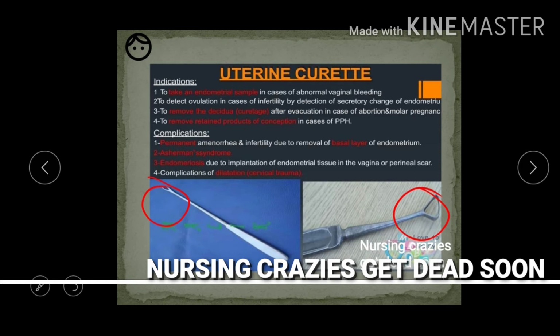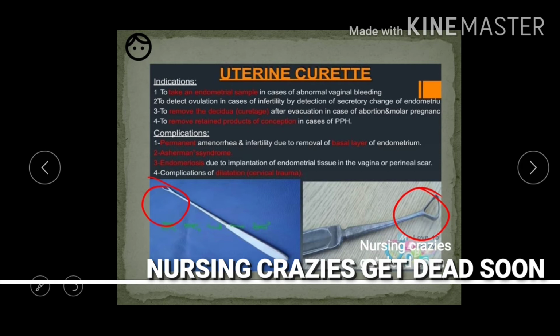So first complication is permanent amenorrhea and infertility due to removal of basal layer of endometrium. So if we are permanently removing this basal layer of endometrium, there is no further menstrual cycle or reconstruction or rebuilding of endometrial layer. So that is also one of the causes of infertility. Excessive scraping with the uterine curettage is also one of the causes of infertility.